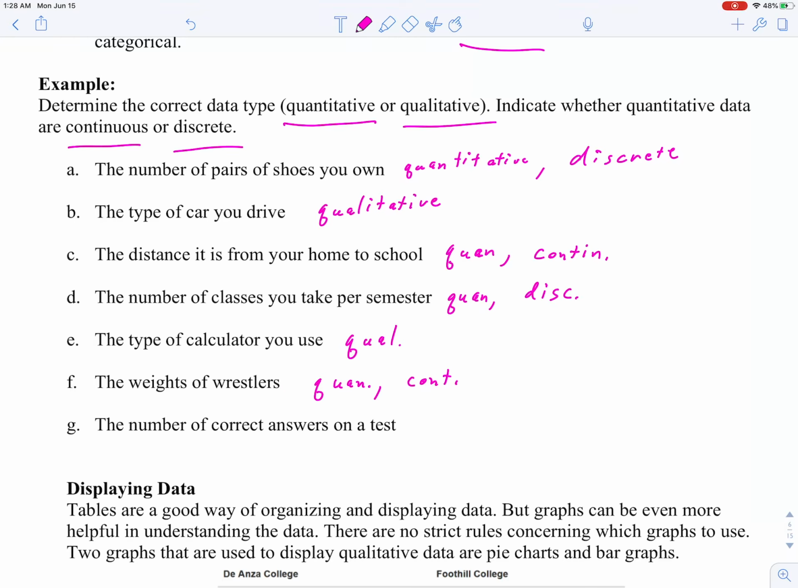All right, part G, the number of correct answers on a test. So number, again, so that's definitely quantitative. And you either get the answer right or it's not, right? So this is definitely discrete. Okay, again, that's a typical test or quiz type question.